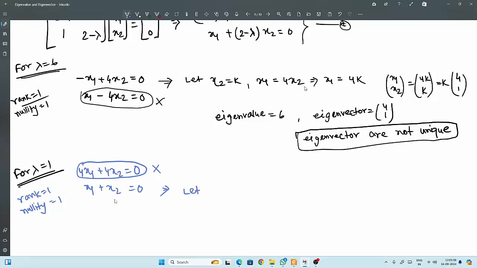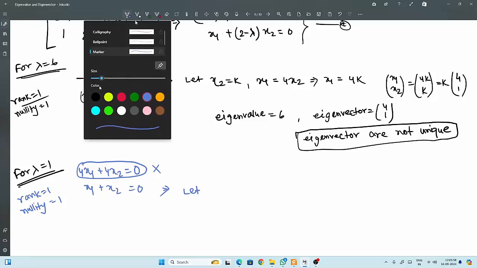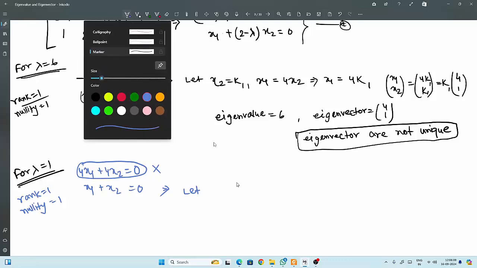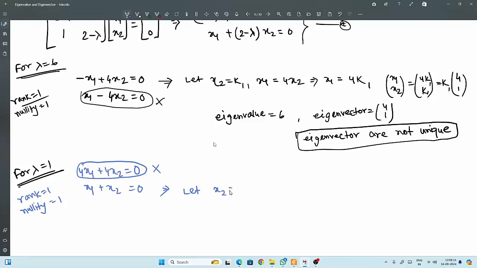So I am taking that. Because we have to handle both eigenvalues, take k1 for the first case, so it will be k1 times that vector. For the second case, I am taking k2. So let x2 is equal to k2. Then x1 is equal to minus x2, that means minus k2.